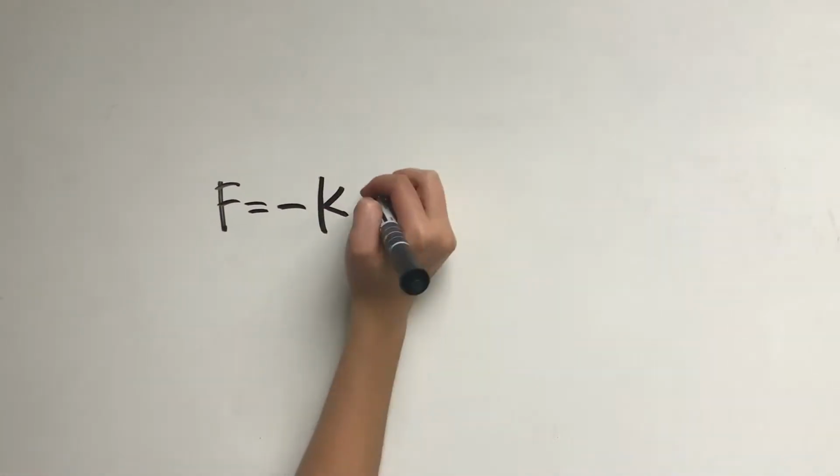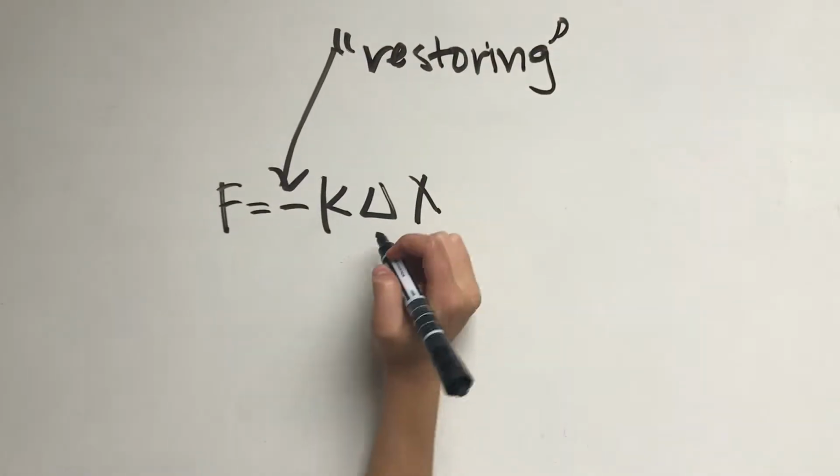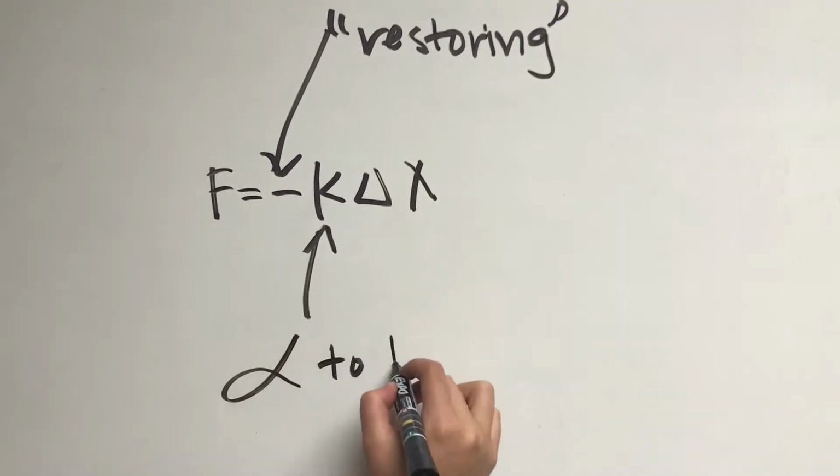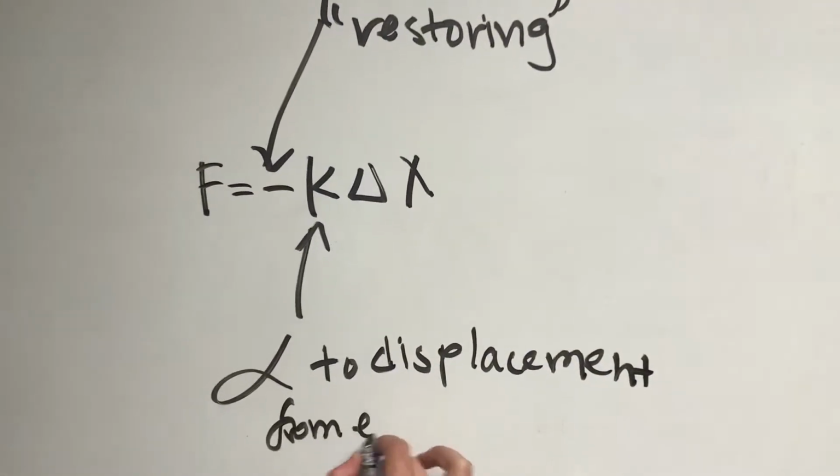This equation represents Hooke's law. The negative sign causes the force to be restoring because it flips the sign of the force. The k is the constant which is proportional to the displacement. Because of this, as the displacement increases, the restoring force increases.